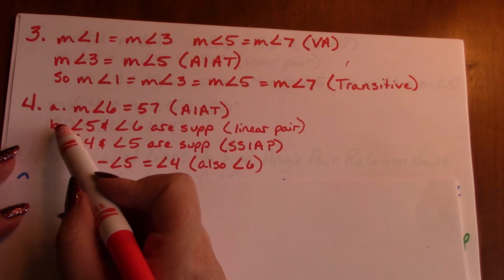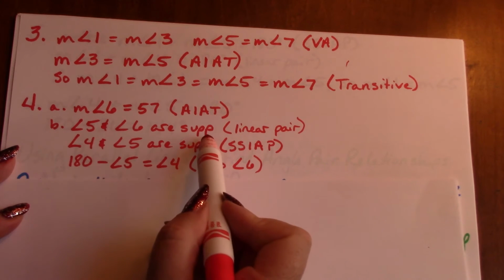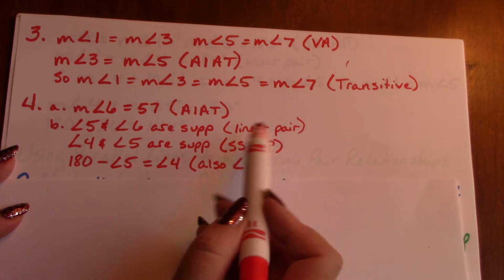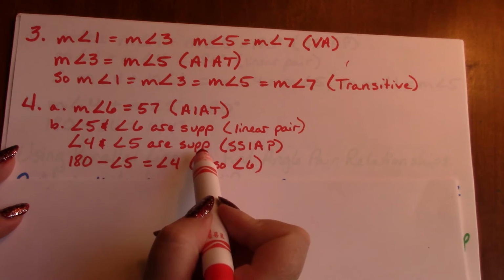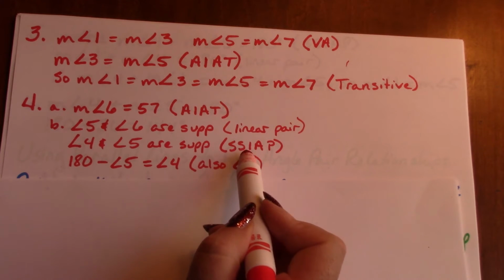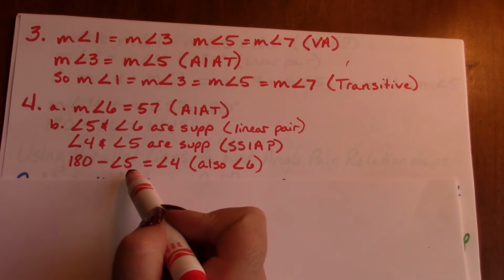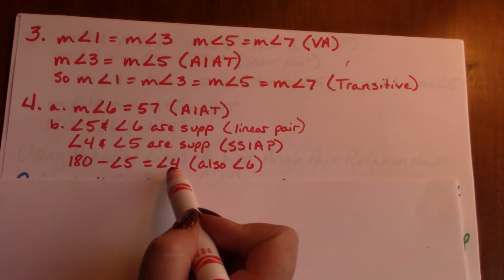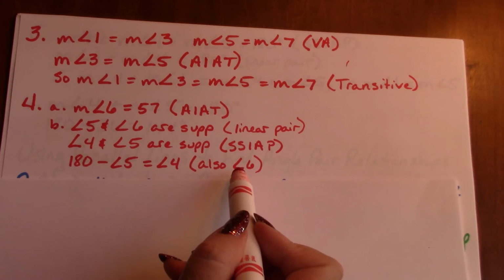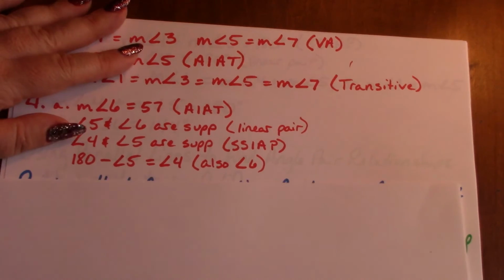For part B, we know that 5 and 6 are supplementary because they make a linear pair. 4 and 5 are also supplementary because of the same side interior angle postulate, which means that 180 minus 5 is 4. It's also 6. So it's all the same.